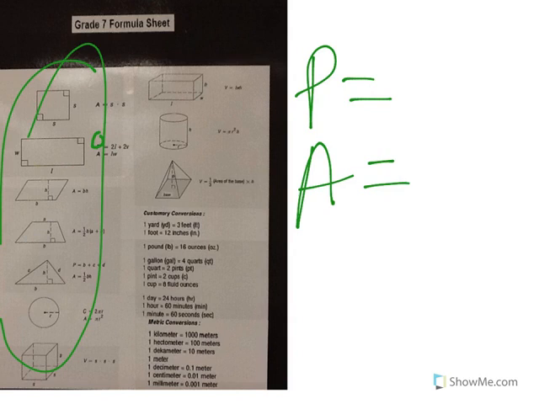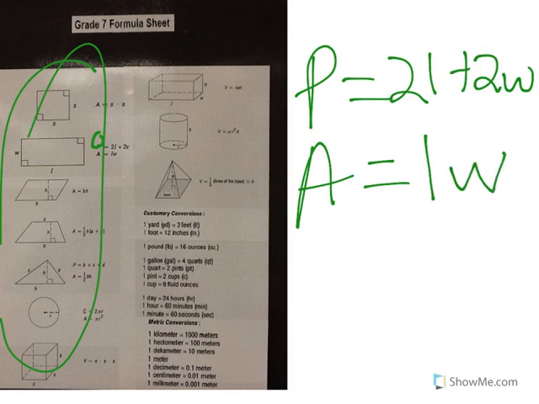So the first thing then is to copy down the formula. So perimeter equals 2L plus 2W. Hopefully you're saying that's the rectangle formula, and area is length times width. So you copy down the formula, then you replace each of the variables with a value from your shape. Then you use order of operations to solve, and then the last step is to make sure you check your label.